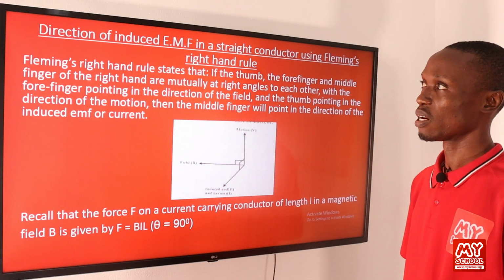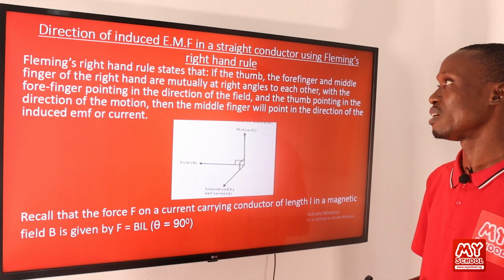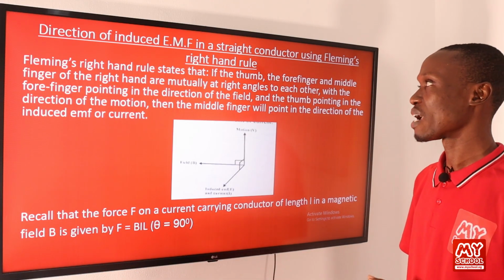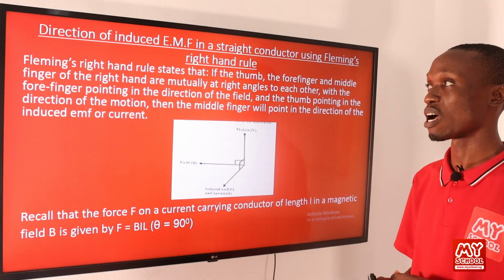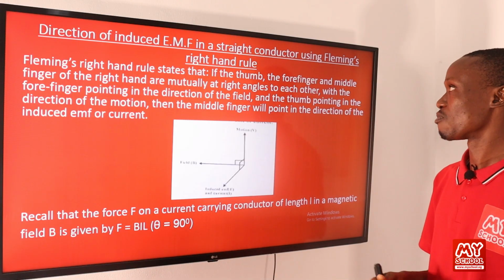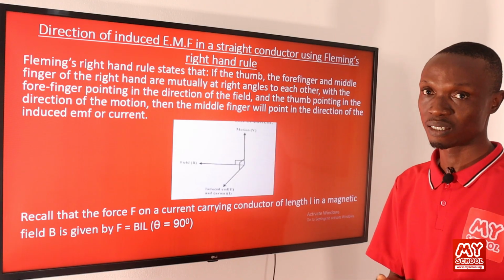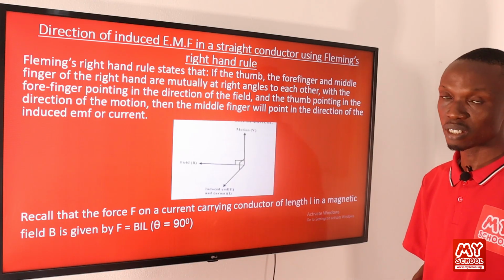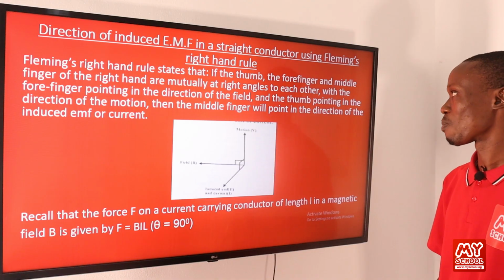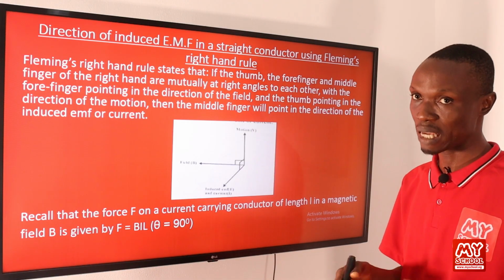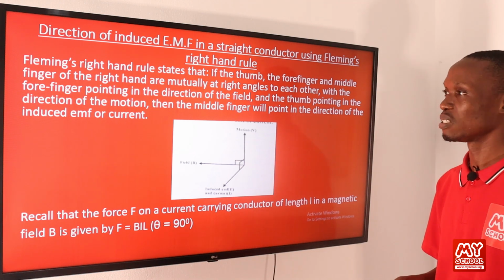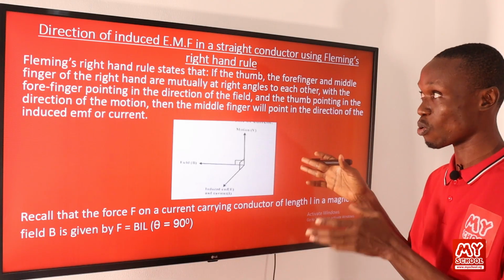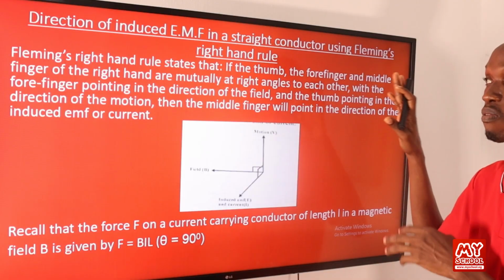So now let's talk about direction of induced EMF in a straight conductor. And we are going to do that using Fleming's right-hand rule. Fleming's right-hand rule states that if the thumb, the forefinger, and middle finger of the right hand are mutually at right angles to each other, with the forefinger pointing in the direction of the field and the thumb pointing in the direction of the motion, then the middle finger will point in the direction of the induced EMF or current.